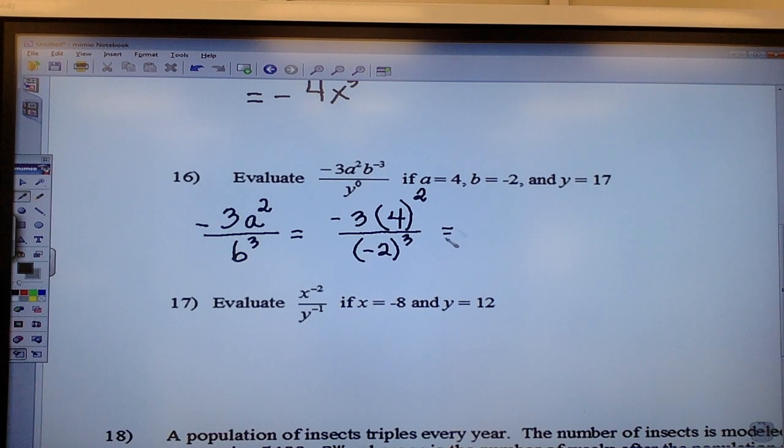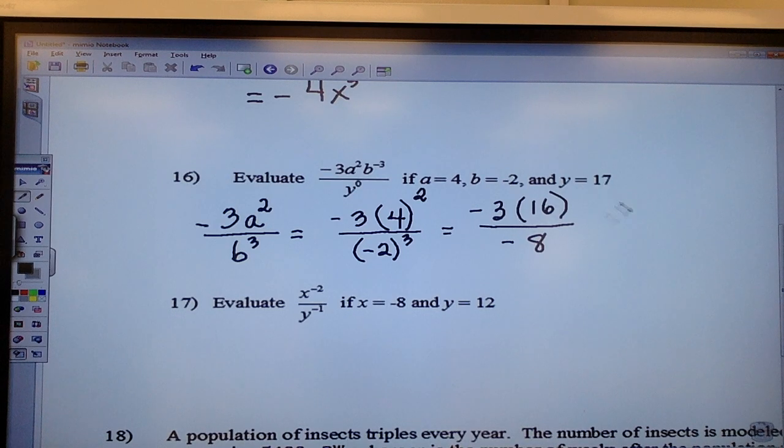All right. So now I have negative 3 times 16, because 4 squared is 16, over negative 2 to the third power. That means negative 2 times negative 2 times negative 2, which will give us a negative 8. And you can put that in your calculator to make sure.